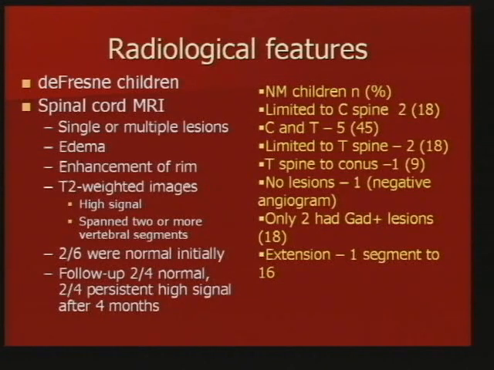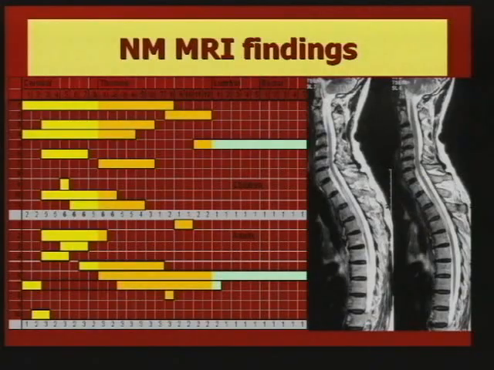Thoracic is your back, 45% there. And we found one segment of extension to 16 segments. So that's a very long lesion. And I'm going to show you a picture of a very long lesion here. This is where it starts. This is almost like the Devix that was shown to you yesterday. This is really hard to see over here. So it spans many, many segments.